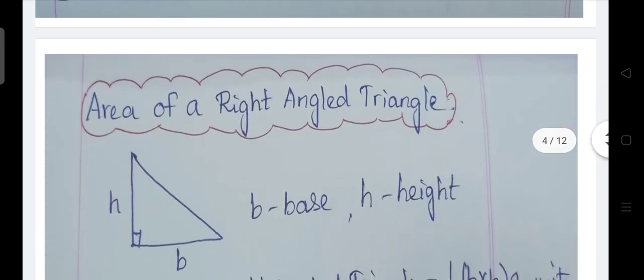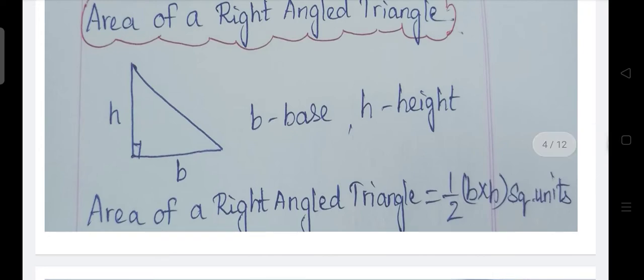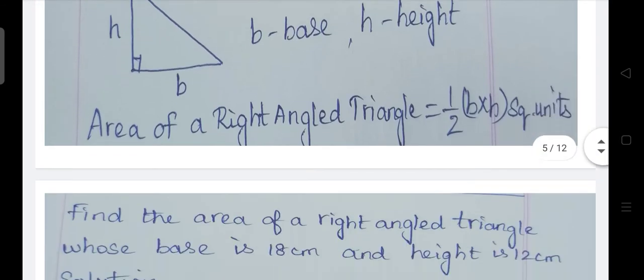Area of a right angle triangle. The area of a right triangle is only half of the area of the rectangle. If you draw the diagonal in the rectangle, you can get the right angle triangle. Yes, so the length is here the base and the breadth is here the height. So base and height are in the right angle triangle. Area of the right angle triangle is half into base into height, half B into height square units.